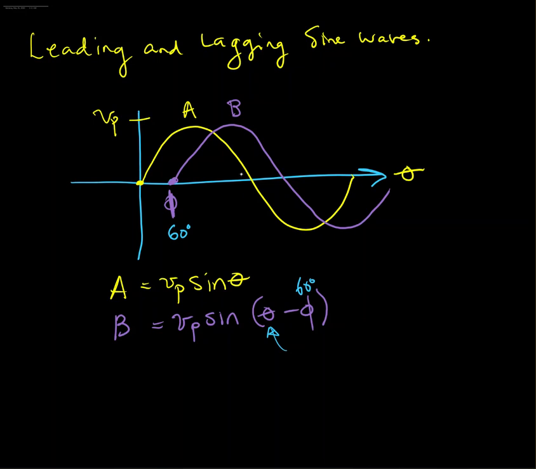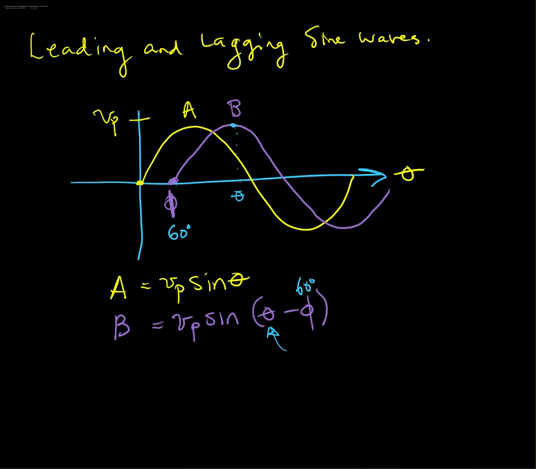So if you were at this theta wanting to find the value, that's the value you would put in for theta, but you would have to subtract this 60 degrees because waveform B started its zero crossing point at 60 degrees instead of at 0 like a regular sine wave. So this is a shifted sine wave.